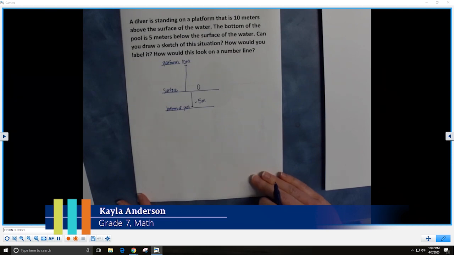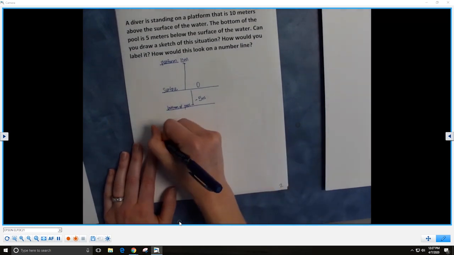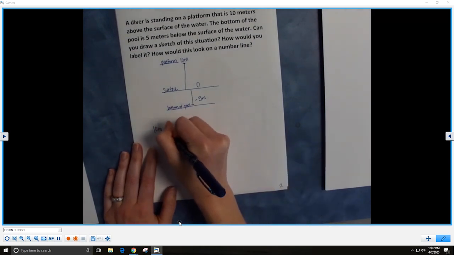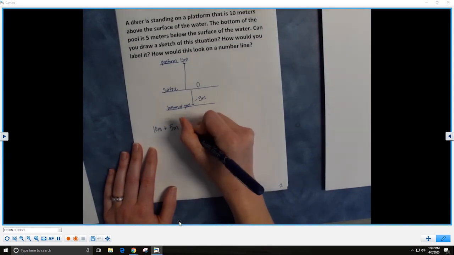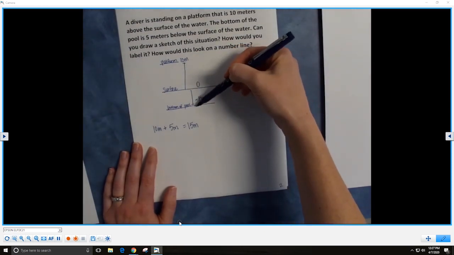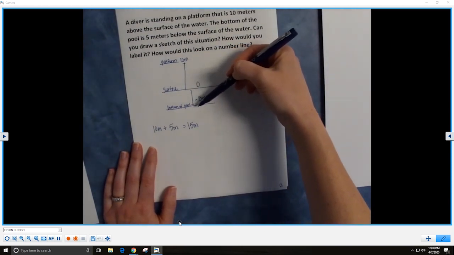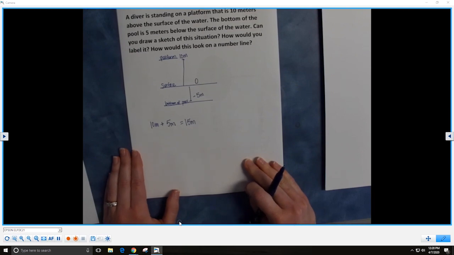So there are two ways to think about this. We could look at our picture and say that the 10 meters plus another 5 meters is 15 meters. So 10 meters from the platform to the surface plus another 5 meters to the bottom of the pool is 15 meters. Or we could say that finding distance between two numbers on a number line is the difference between the two numbers.